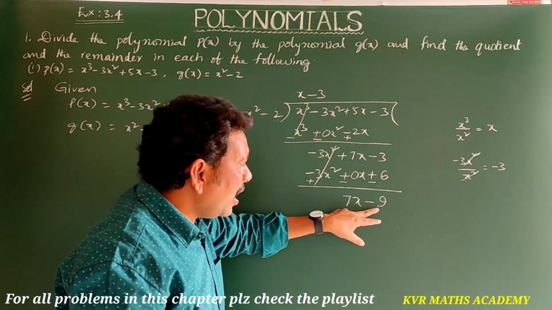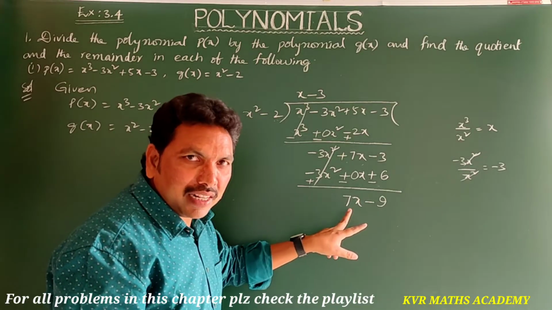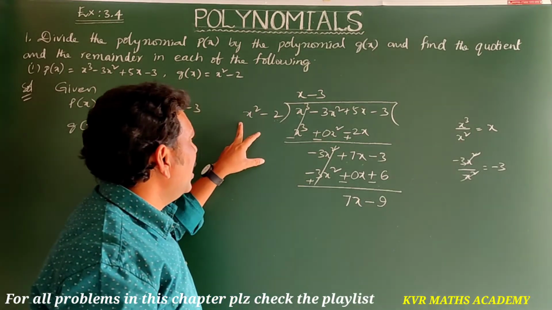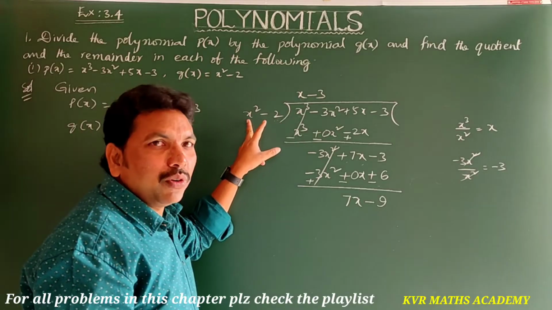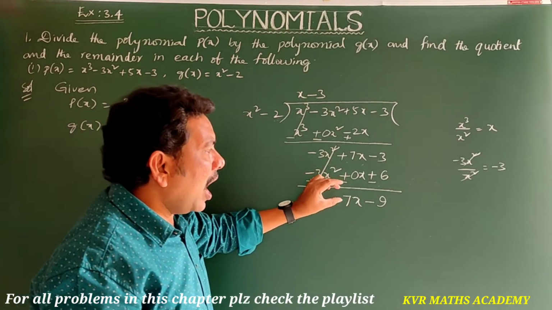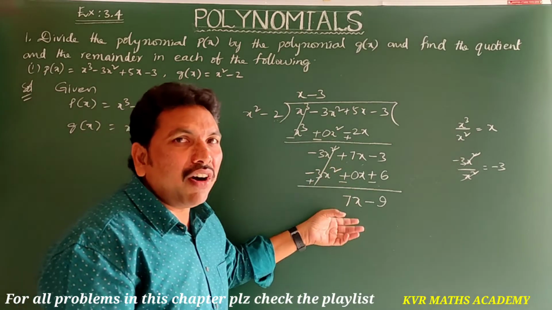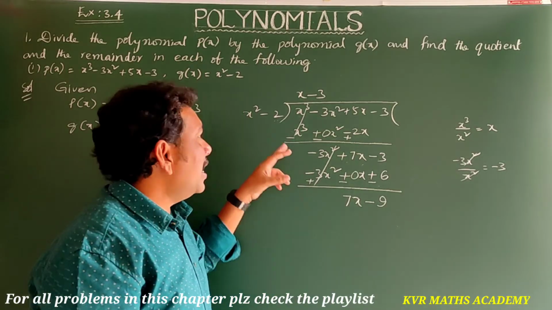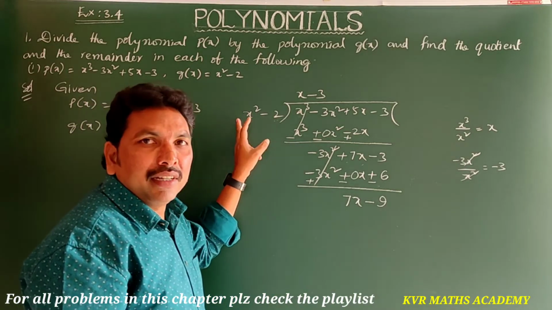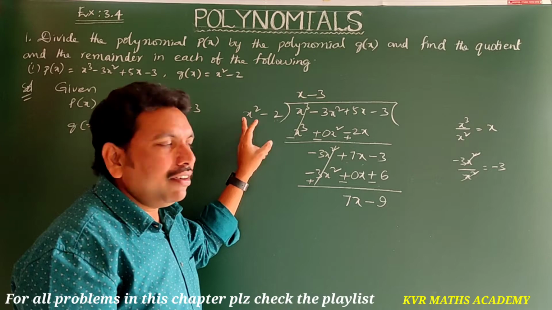So the degree of this polynomial is 1. That's why this is a linear polynomial. Here the degree of this polynomial is 2, a quadratic polynomial. So always the degree of r of x is less than the degree of g of x. Why?